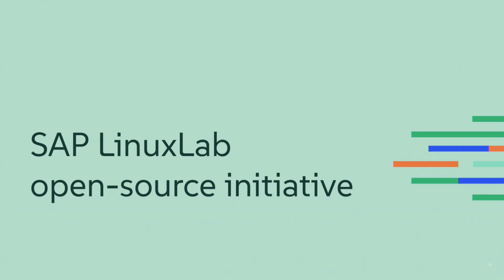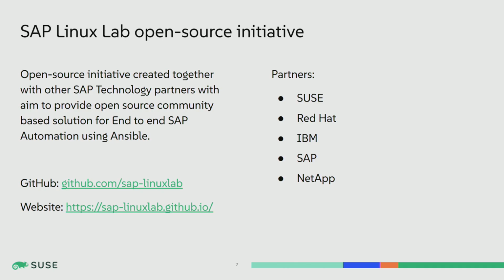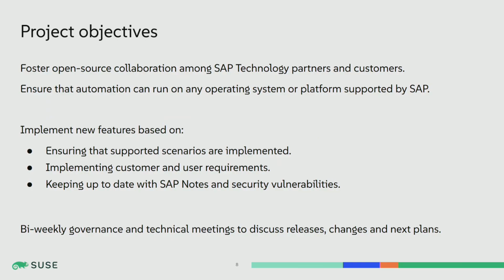And these are some details about our upstream project. This is called the SAP LinuxLab Open Source Initiative. We are a group of SAP technology partners. So this is us, SUSE, Red Hat, IBM, SAP itself, NetApp, and community. We are all working together, and you can find us under SAP LinuxLab on GitHub. We also have a website that is mentioned on the GitHub as well. And all we do is we work on Ansible, and we are providing automations for SAP. They are working for SUSE, Red Hat, IBM, and for all of us.